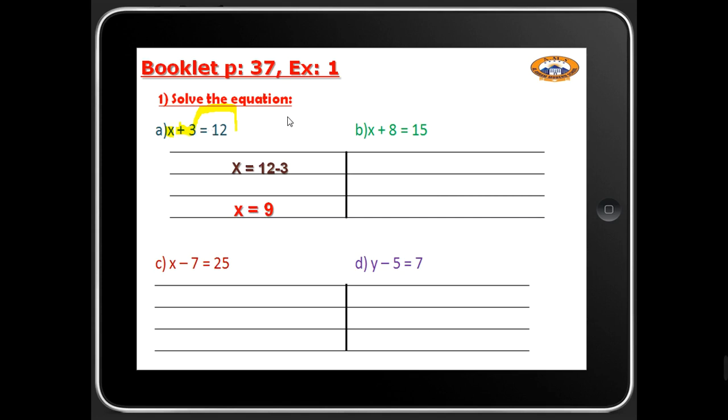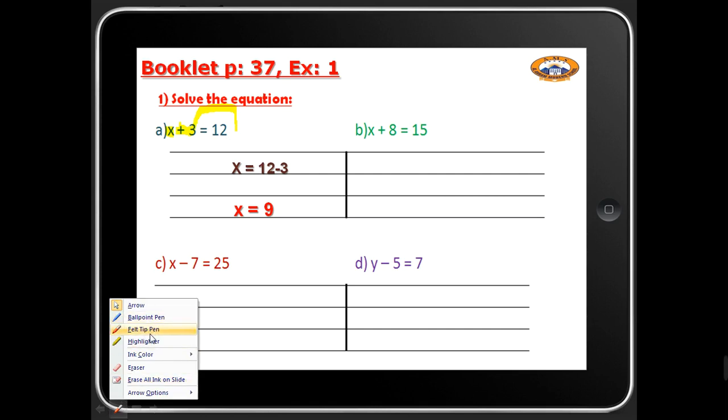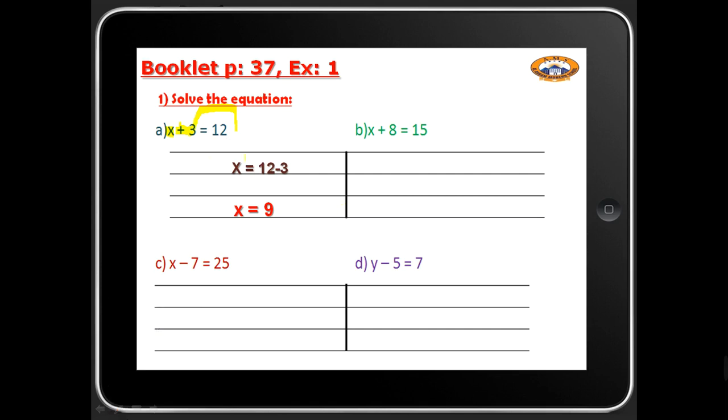So this is the answer for this equation. Excellent. Another example here, exercise number B. Here we have x plus 8. So I want x here to become alone. I want to know the value of the x, the value of this letter.